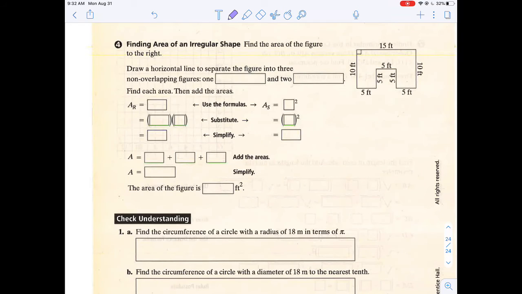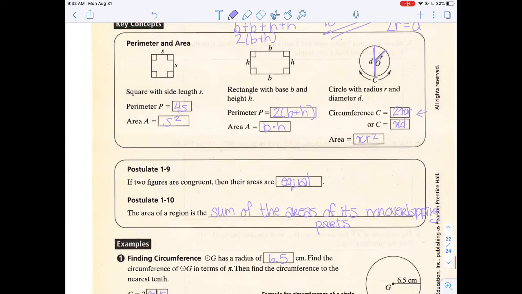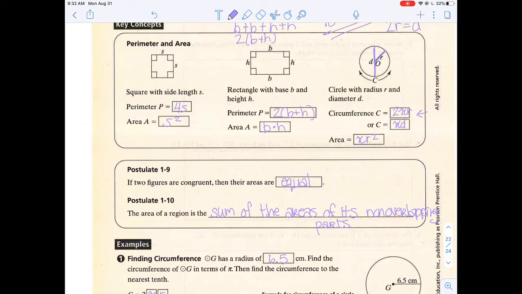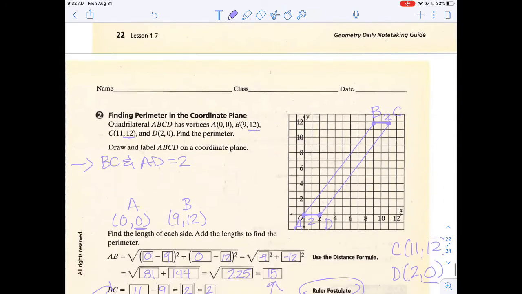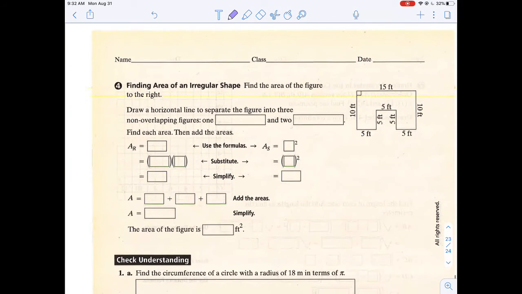All right, last example. This one has to do with that postulate 1-10, where basically it just says the area of a region is the area of the non-overlapping parts. So if you split up a shape and find the area, you can't have parts that overlap. Okay, so draw a horizontal line to separate the figure into 3 non-overlapping figures. Okay, if I draw a horizontal line from here over. Okay, now I've got 3 figures.